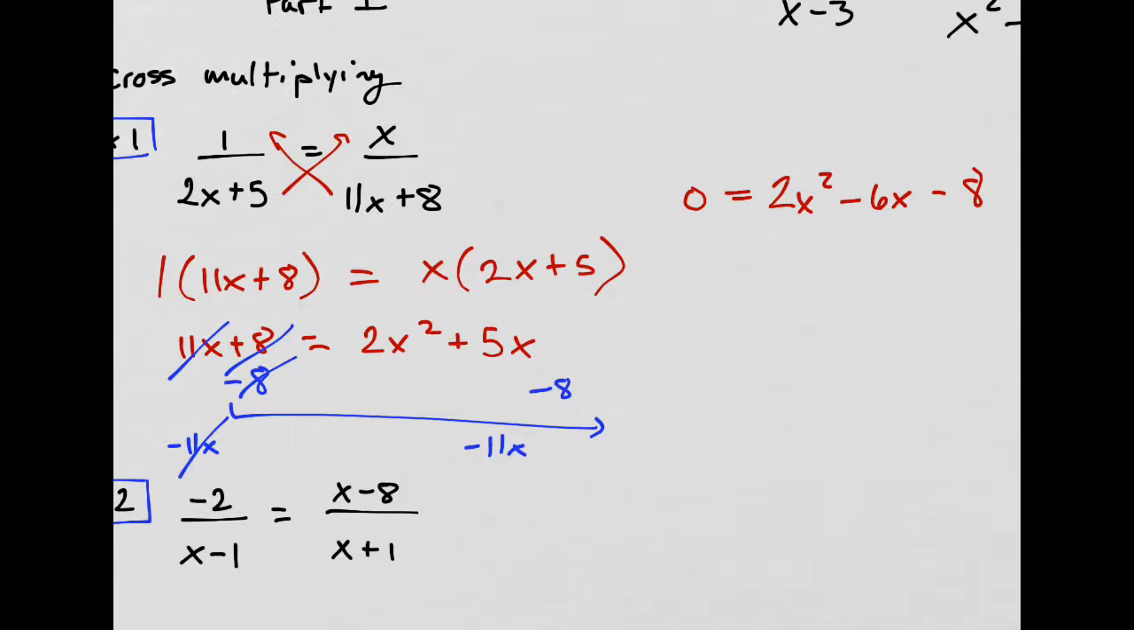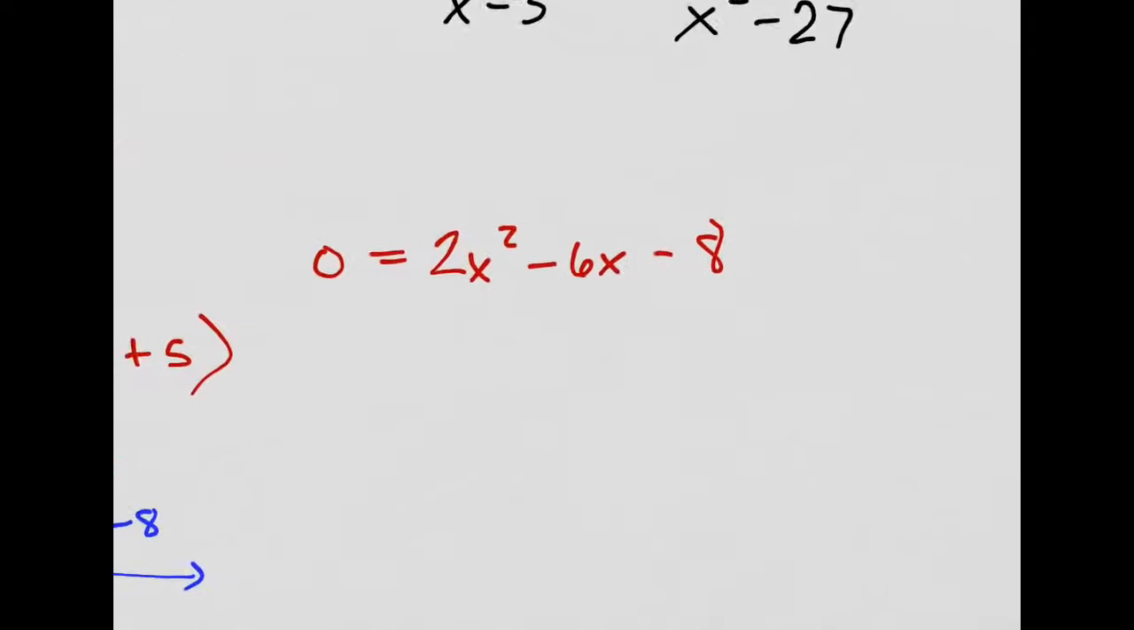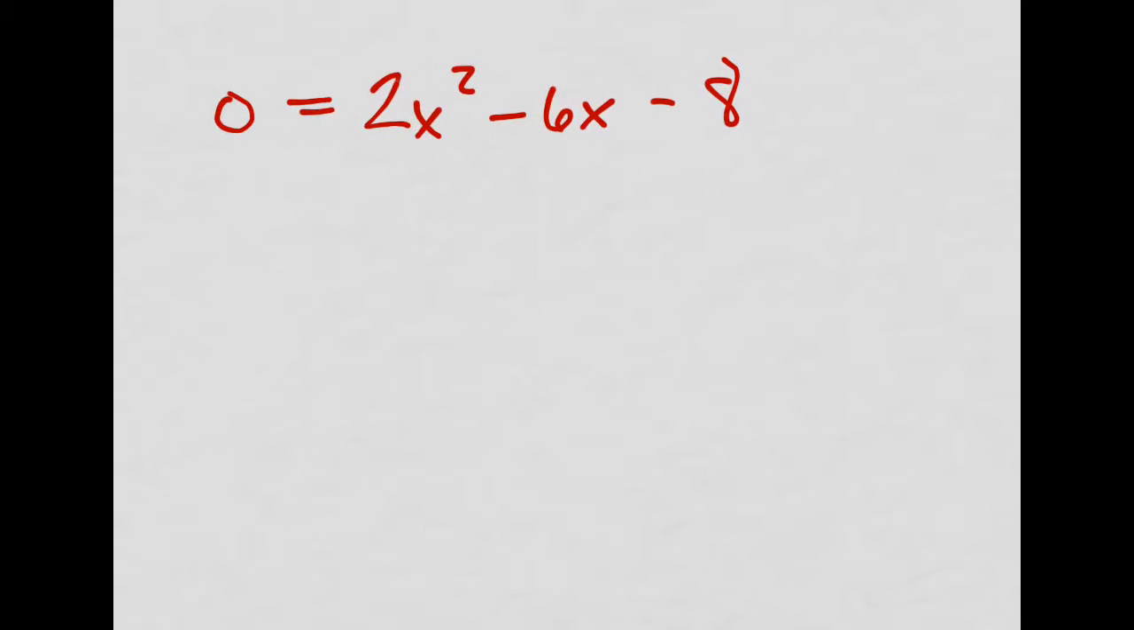So step 1 was to cross multiply. Step 2, get everything to one side because we have a quadratic. And then our last step is a little bit involved, but it's to solve by factoring, if we can, or use the quadratic formula. If we're going to solve it by factoring and we can divide something out of all terms, we should do that, because it just makes the problem smaller.